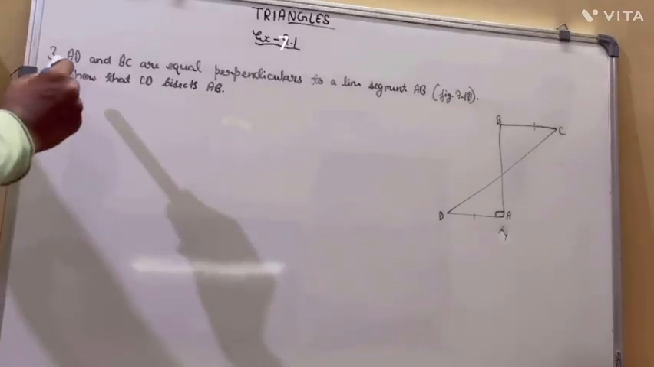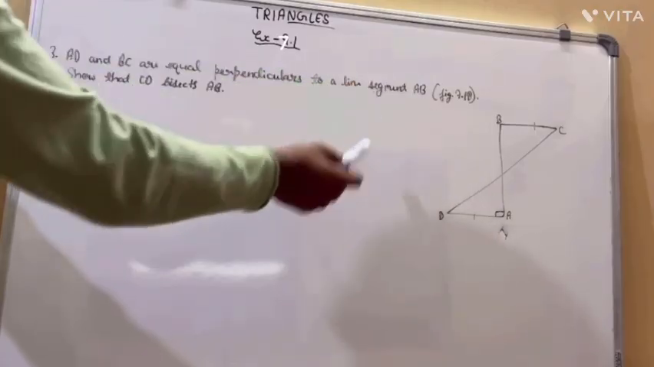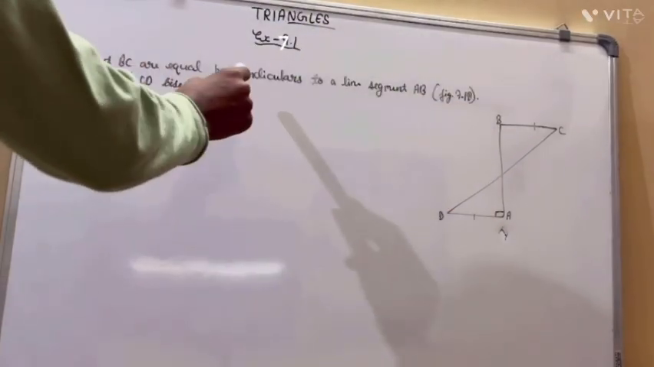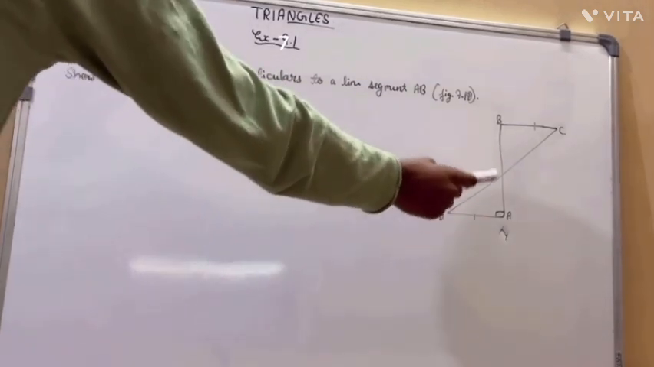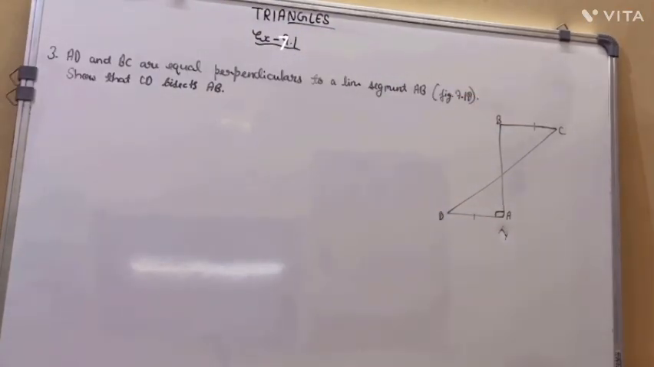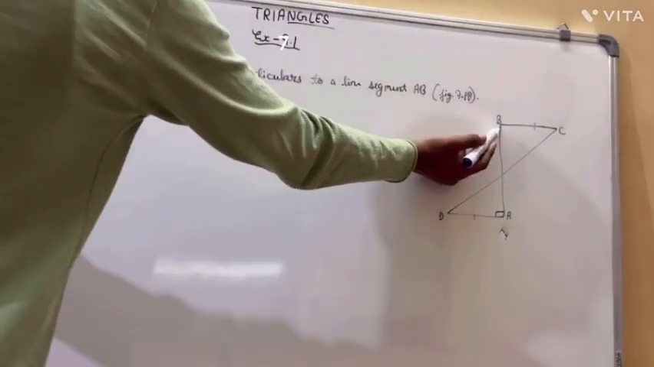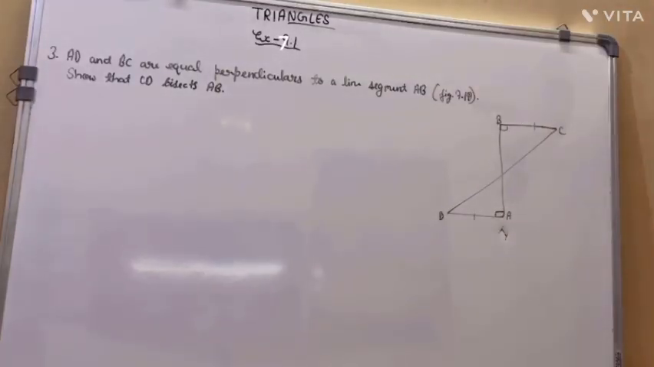The third question is saying AD and BC are equal perpendiculars to a line segment AB. So this is a line segment AB. There are two perpendiculars to the line, that is AD and BC. AD and BC are perpendiculars to the line, that is, the angle is 90 degrees. Here also, show that CD bisects AB.